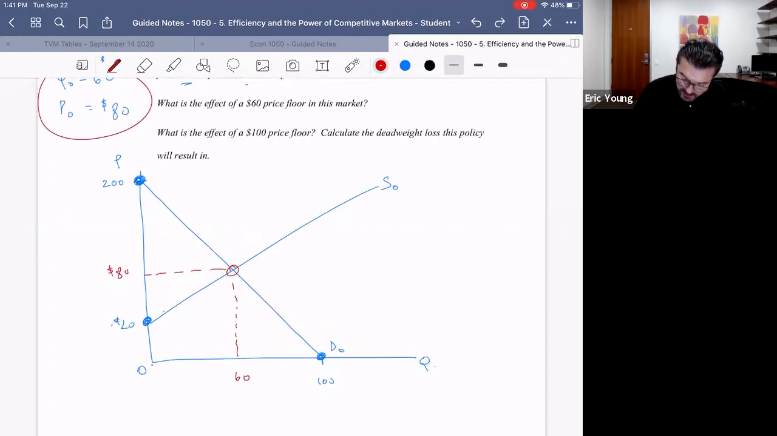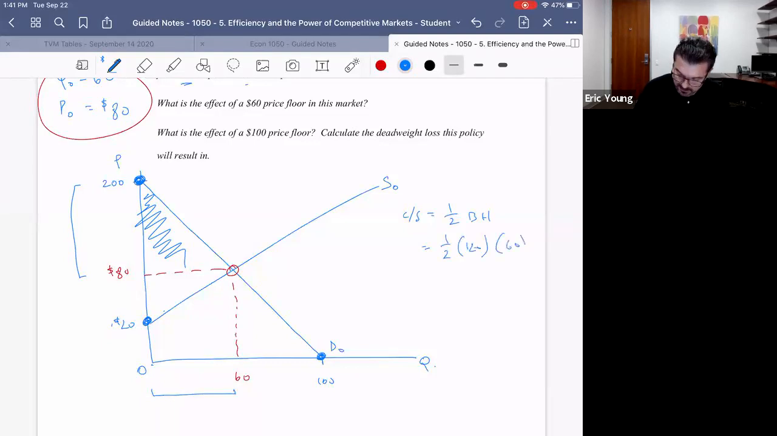For consumer surplus, it's a triangle. 1/2 the base times the height. Again, consumer surplus will be here. So your height is going to be 200 minus 120. And your base is going to be 60. Equals 1/2 times 120 times 60 equals 3,600. You crunch out your numbers, you're going to get a consumer surplus of 3,600.